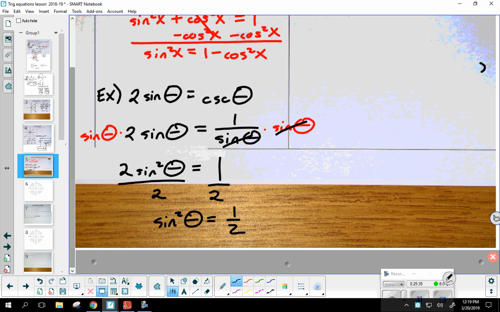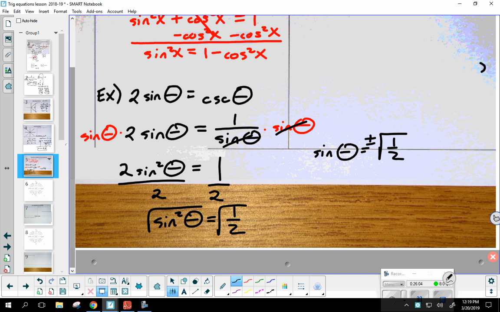I want sine, so for sine squared, I'll take the square root. Now, here's the thing. We know that sine of theta has got to be the square root of 1 over 2. Now, there's something I'm missing, plus or minus. We've actually seen this a lot using trigonometry in here. We just have to simplify it. Does anybody actually know what the square root of 1/2 would become?